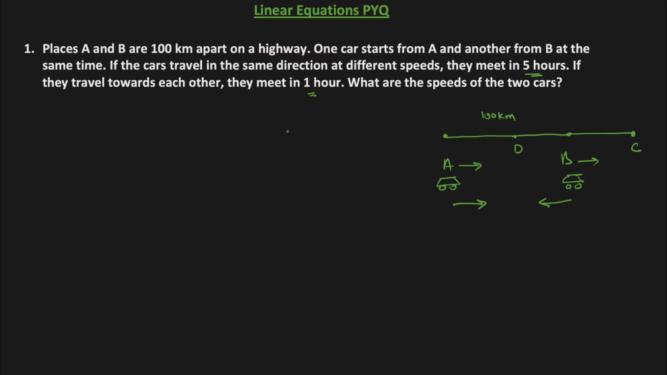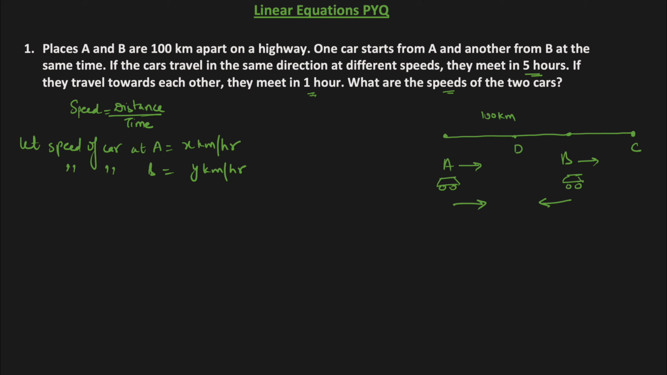To solve these types of questions, speed, time and distance are involved, you know, right students? So the formula we are going to use to solve these questions is speed is distance upon time. So first, let us assume the speed of car A is x kilometer per hour and the speed of car B is y kilometer per hour.